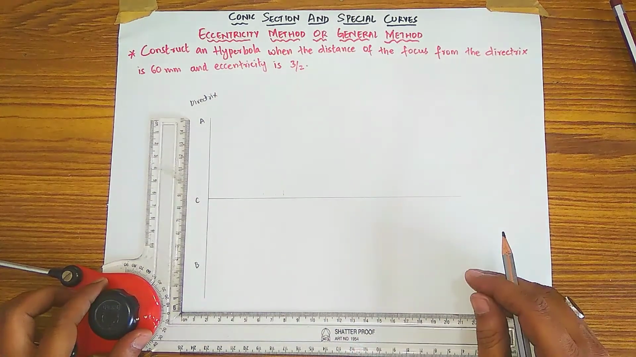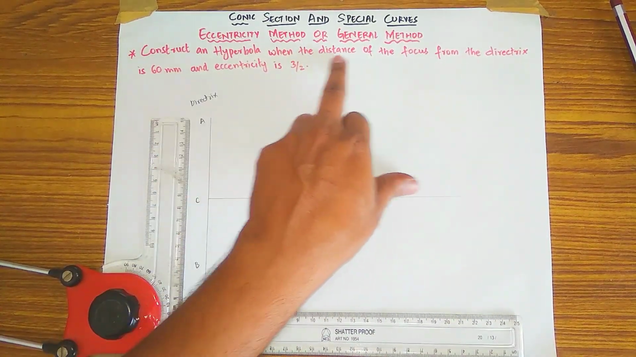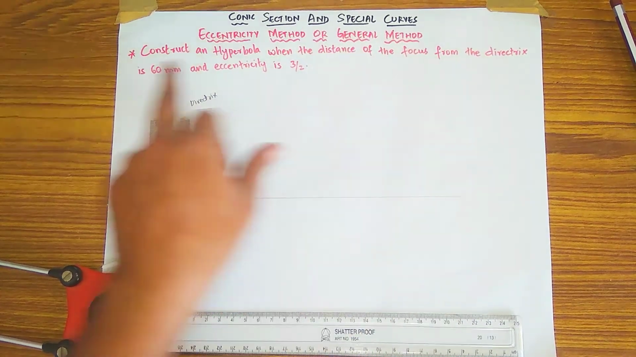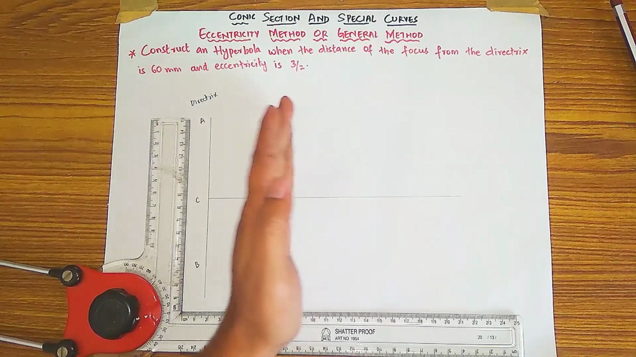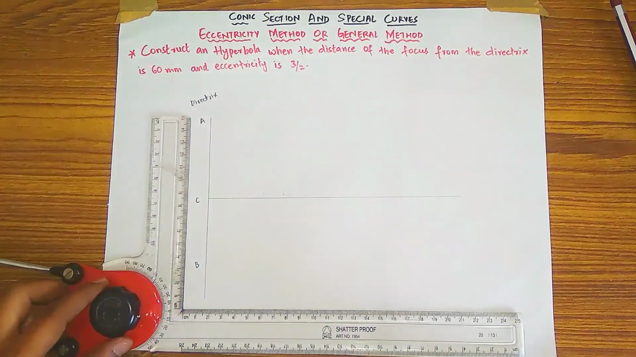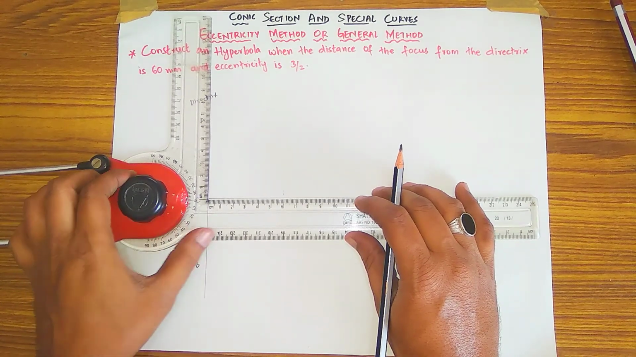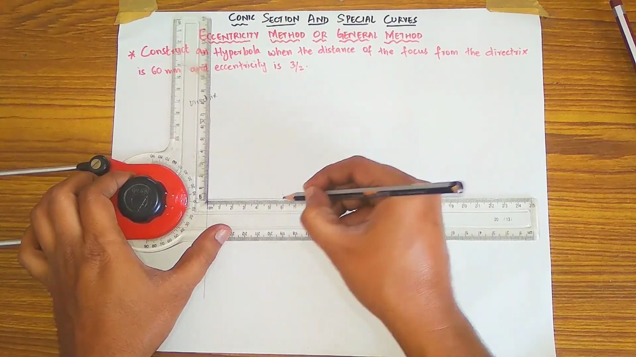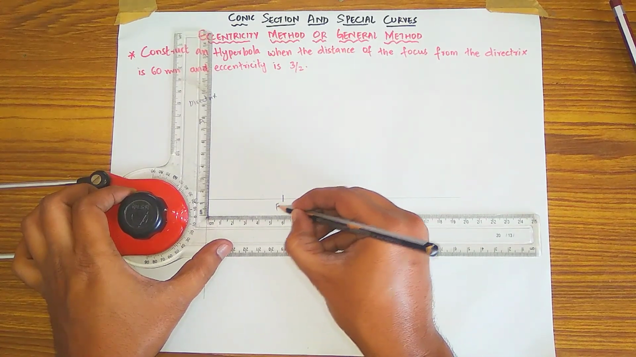Then, construct a hyperbola where the distance of the focus from the directrix is 60 mm. Means from the directrix till the focus you have a distance of 60 mm. So from the directrix you have to take a 60 mm distance like this. This is the focus, so you have to label it as F.